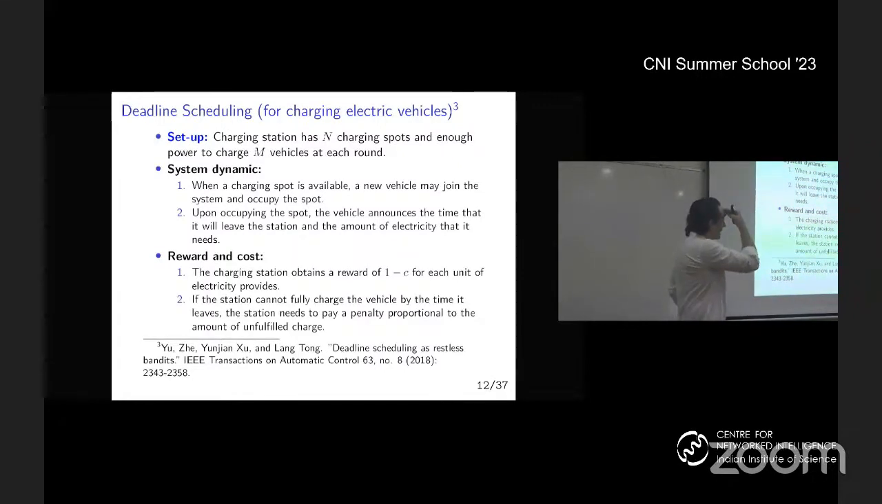And the other thing is, assuming that the station is not able to complete the task before the deadline, then the station needs to pay a penalty, which is proportional to the amount of unfulfilled charge. Okay, so I think it's clear for everyone.